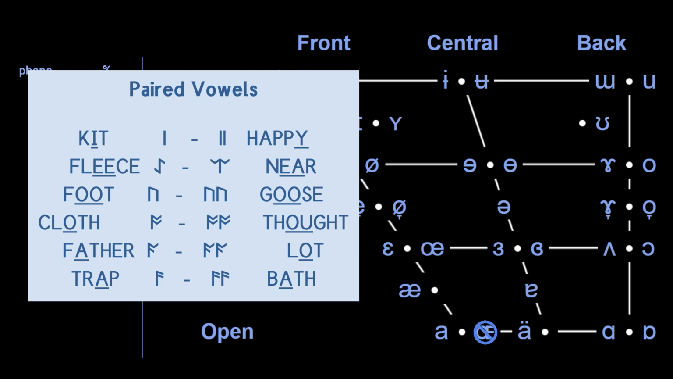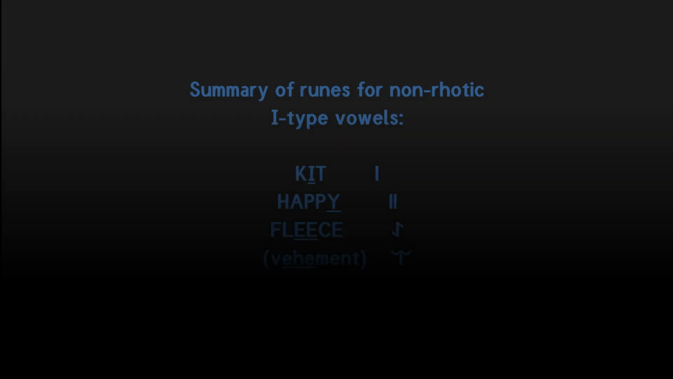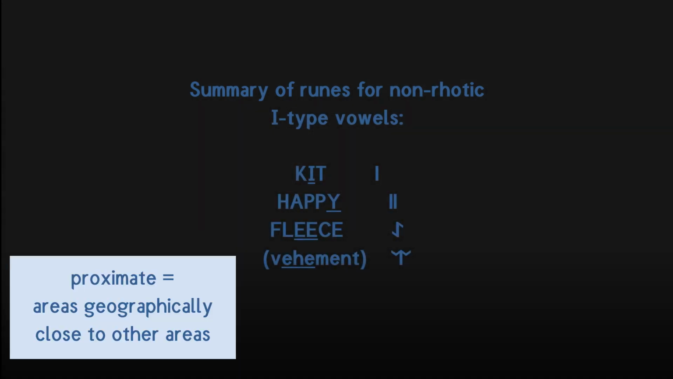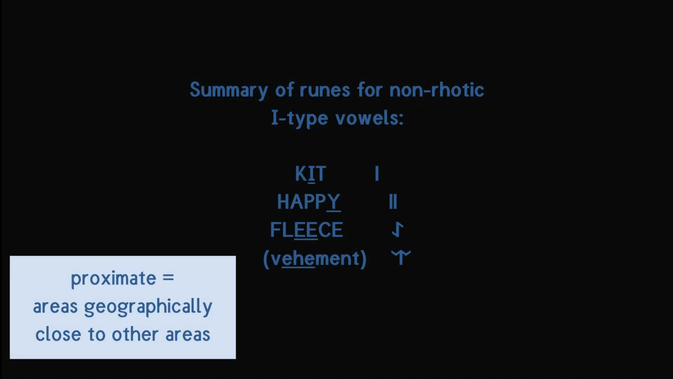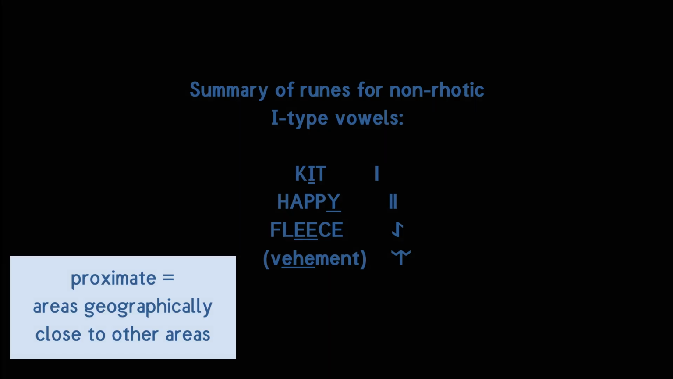For although those dialects which do need to uniquely distinguish the happy vowel tend to use a short vowel, they are nonetheless proximate to dialects which pronounce it with a long vowel, and thus the digraph would still make sense to those who have a need to use it.